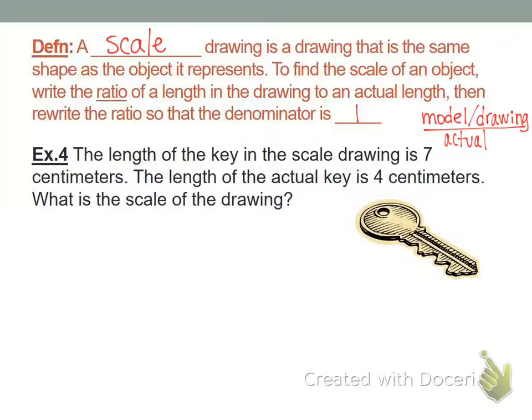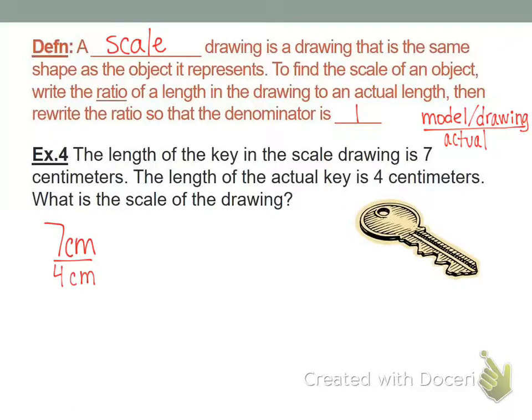All right, example 4. The length of a key in the scale drawing is 7 centimeters. The length of the actual key is 4 centimeters. What is the scale of the drawing? So, the model or drawing goes on top, 7 centimeters. The actual length goes on the bottom, 4 centimeters.